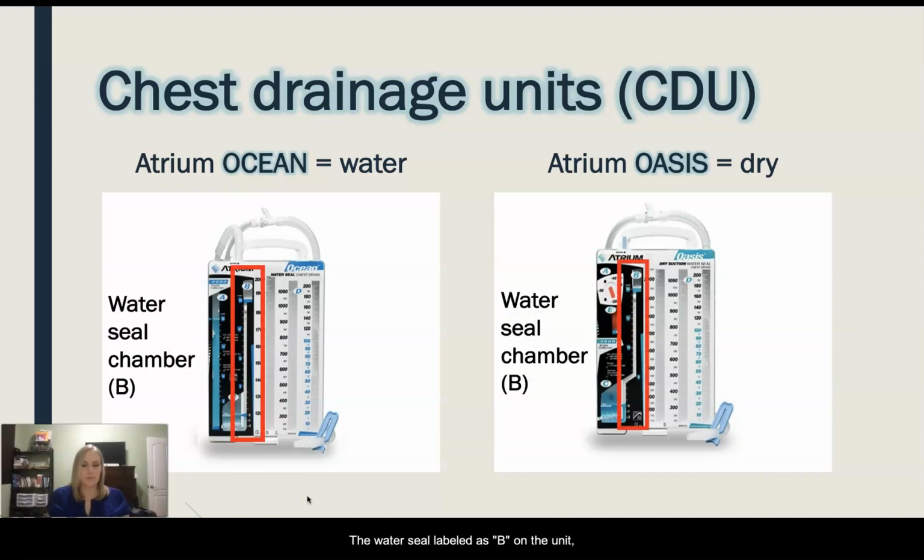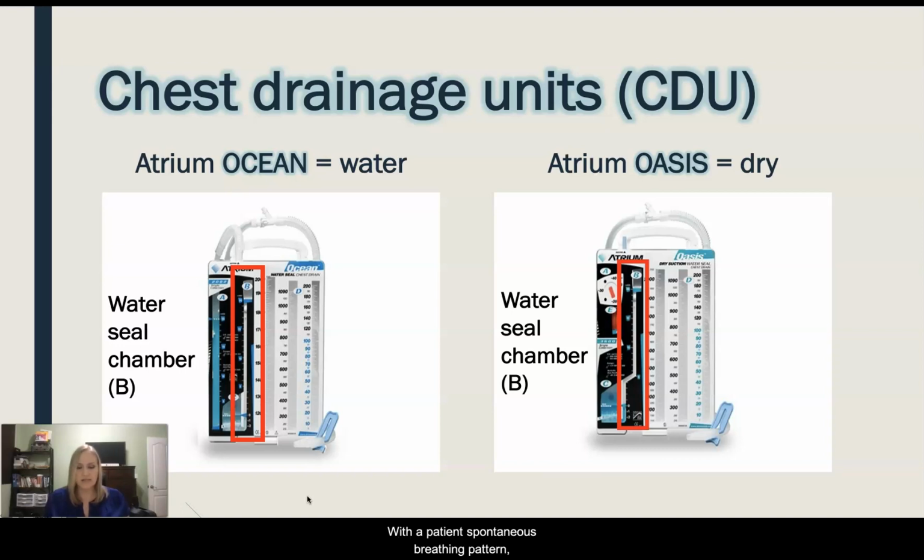The water seal labeled as B on the drainage unit is considered the patient safety mechanism of the unit. The water seal chamber is connected to the collection chamber, as discussed later, and allows for air to exit the collection chamber through a narrow channel and bubble out through the bottom of the water seal. Air, therefore, is allowed to leave but cannot re-enter the system.